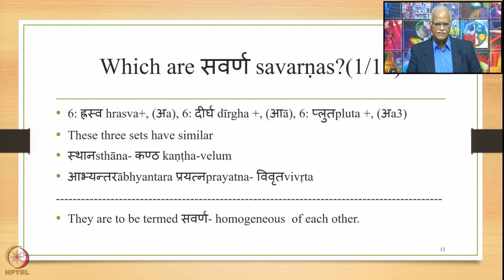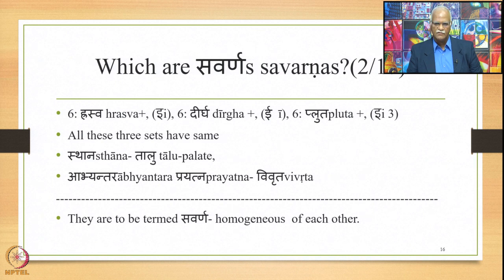These 3 sets have similar sthana, namely kantha or velar, and similar abhyantara prayatna, namely vivruta. And so, by the definition of tulyasya prayatnam savarnam, these sounds are to be termed savarna or homogeneous of each other.